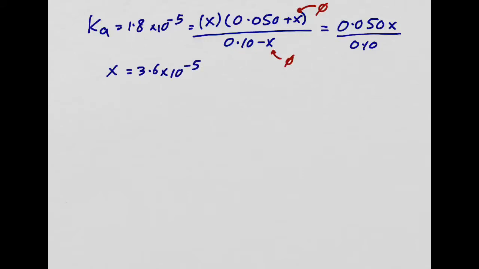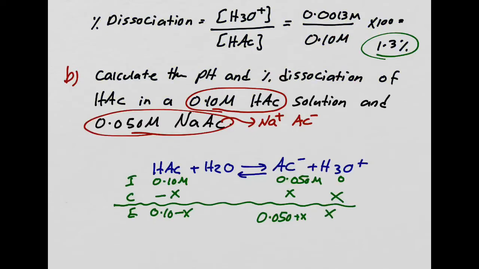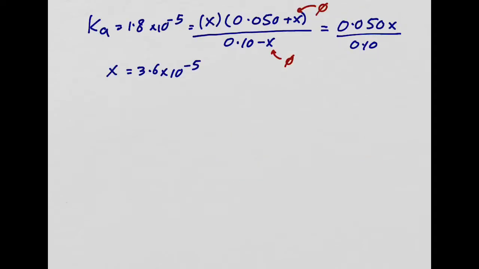Again, what does X mean? Anything good? Yeah, hydronium. I like the hydronium idea. Acetate doesn't get me anywhere. Okay, so that is, again, my hydronium concentration. So I can figure out the pH. The pH is going to be minus log of hydronium.